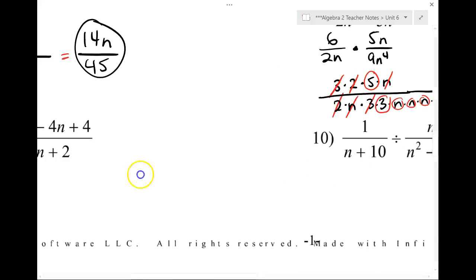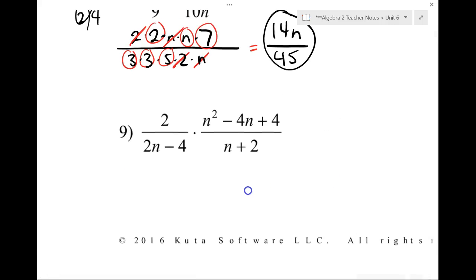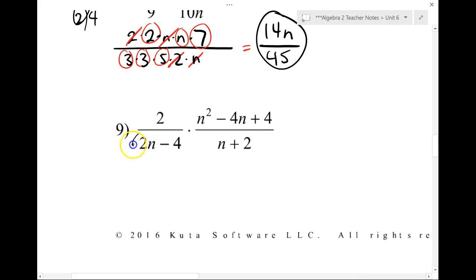Okay. Now for number 9. Now we've got a binomial down here and here. But the principle is still the same. We still want to factor everything out, combine them, and try to cancel out. Okay. So first thing let's do is let's combine. Okay. So let's draw this long division symbol or fraction symbol. And we have 2 in the front from this first term. Then it's times n squared minus 4n plus 4. But remember what I told you, let's break it down.